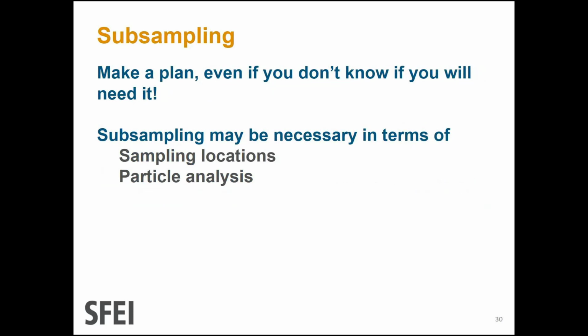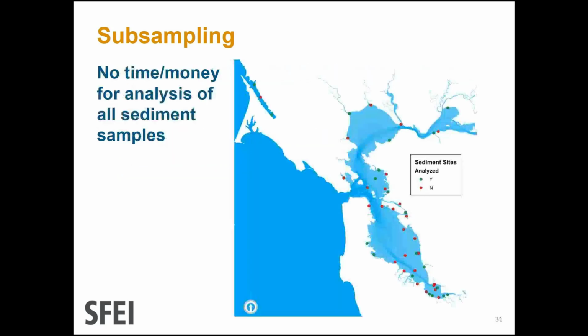Because of these sorts of things that we were running into during the study, we ended up subsampling. There's a lot of different types of subsampling, and it probably is a good idea to have a plan for subsampling, even if you don't think you will need it. It's better to have a plan and not use it than not have a plan and then need a plan. So a couple of examples of types of subsampling that may be necessary with microplastics analysis is how many locations you've sampled from, and then also the particle analysis itself.